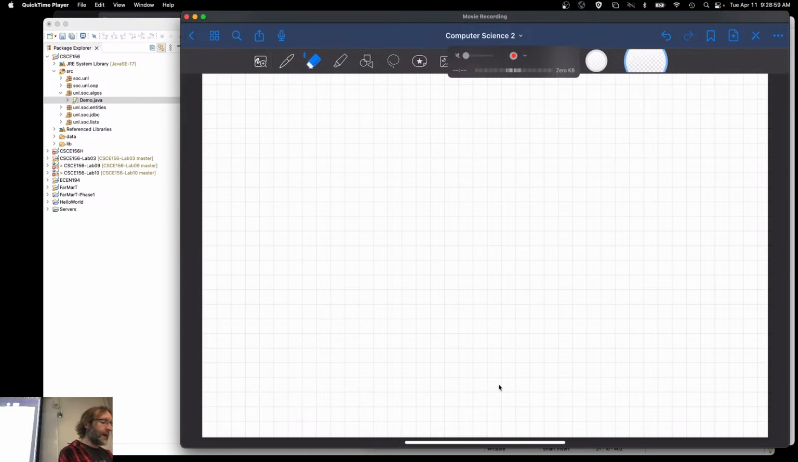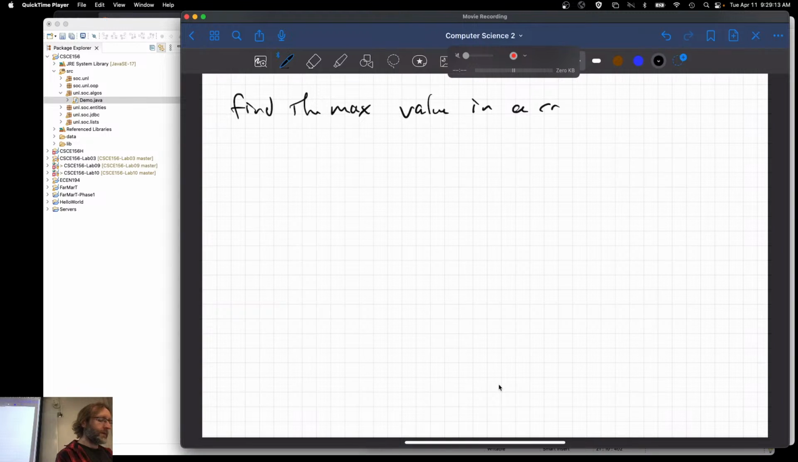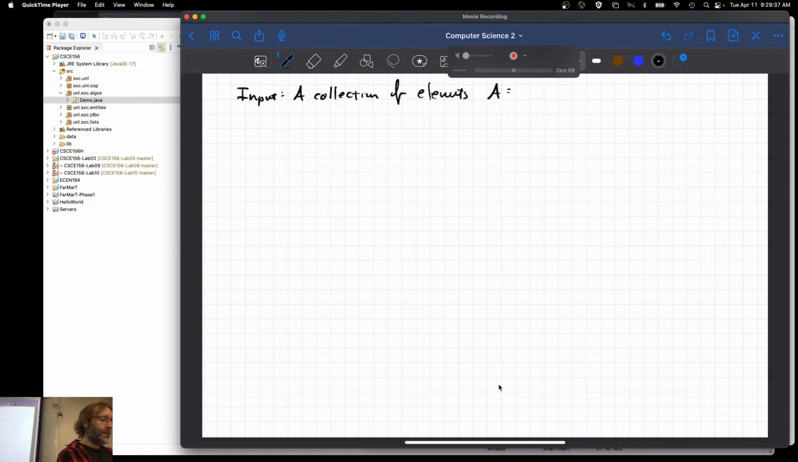Let's go ahead and do find the max. Find the max value in a collection of elements. Let's start by writing good pseudocode. We're going to identify the input and the output first. Input: a collection of elements, A equals A1, A2, dot, dot, dot, AN.